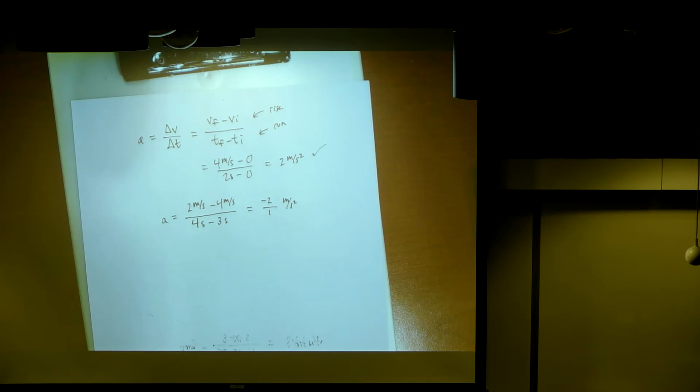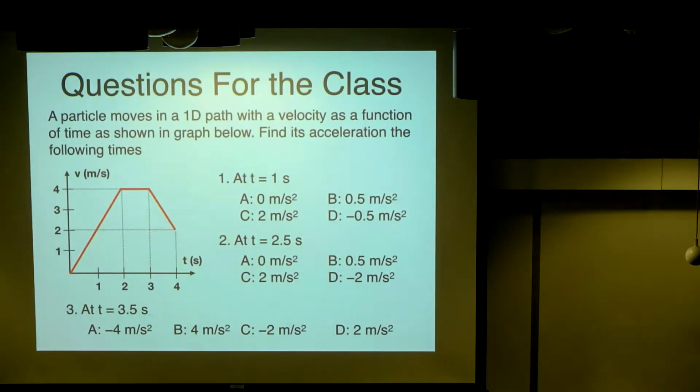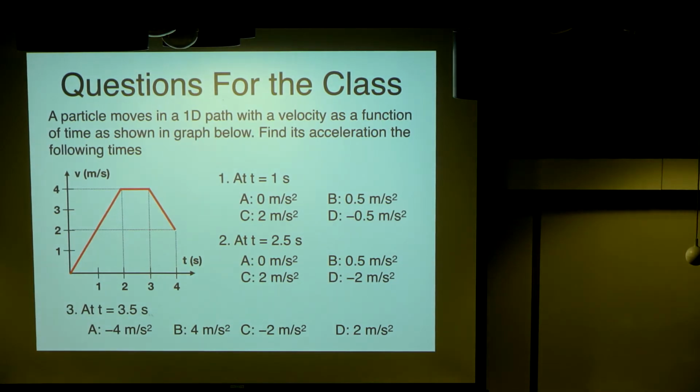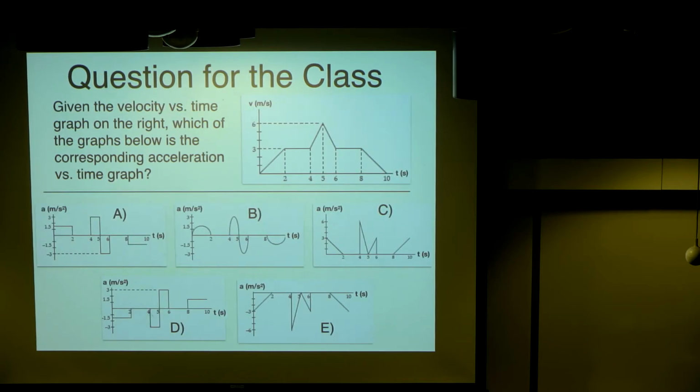So those were just a few examples of how to take a velocity versus time graph like this and use it to say something about acceleration. Basically, it amounts to calculating a slope, okay? So this one is a bit more conceptual. So what's going on here?